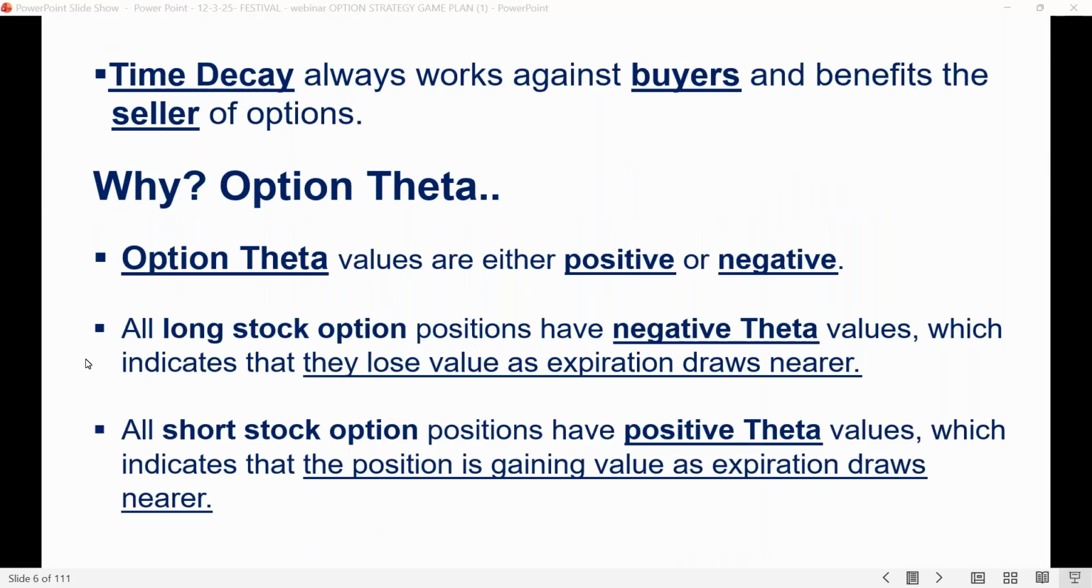Time decay is always going to work against a buyer, and it's going to benefit the seller of options. The reason for this is the Greek called option theta, which measures time decay. It's going to have either a positive or a negative value. All long options, if you're long a call or a put, have a negative theta value, which indicates you're going to lose value as expiration draws near.